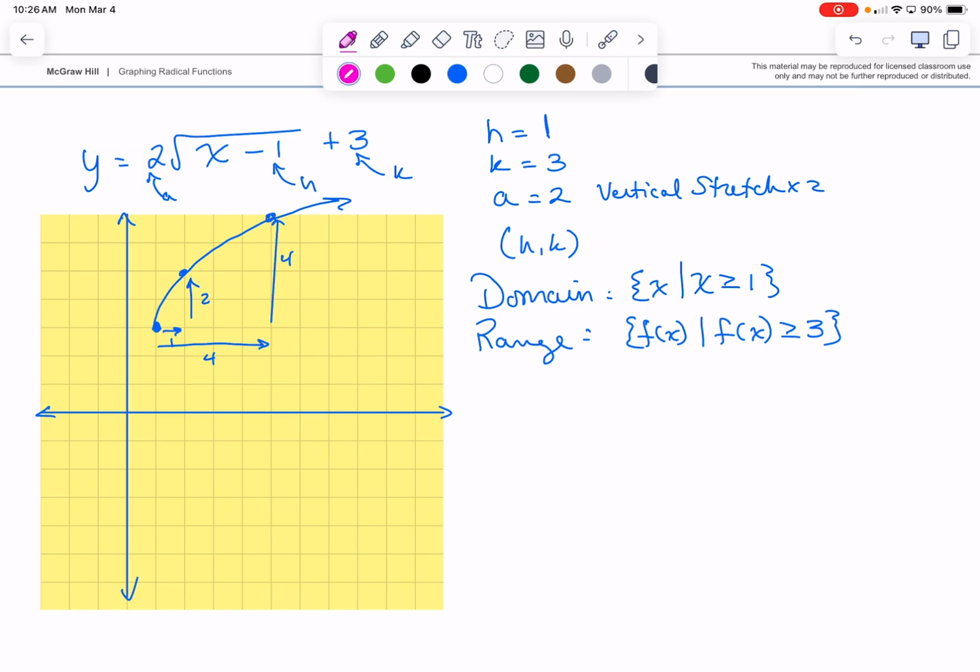So if my function was just y equals square root of x minus 1 plus 3, it would have started here and gone like this, right? And my y values are 2 times higher than that because of this 2. Okay? You with me on that? Okay, then I'll animate it.